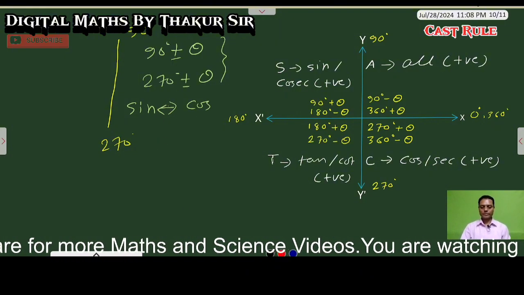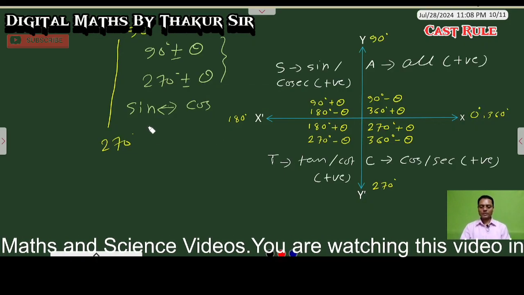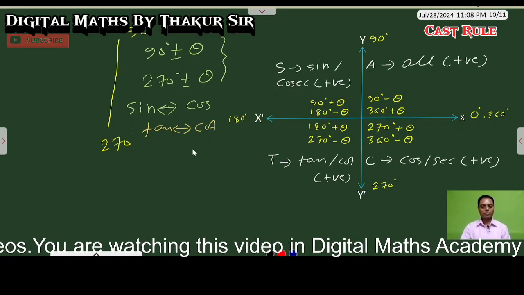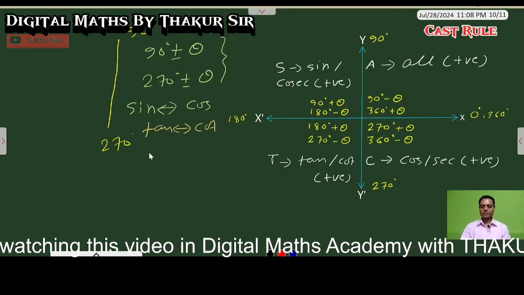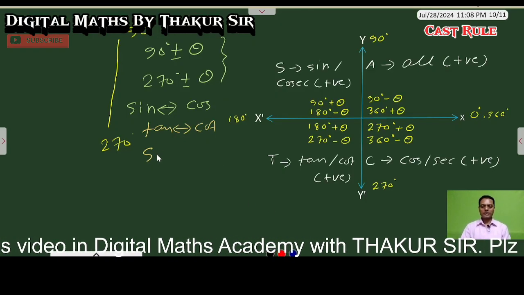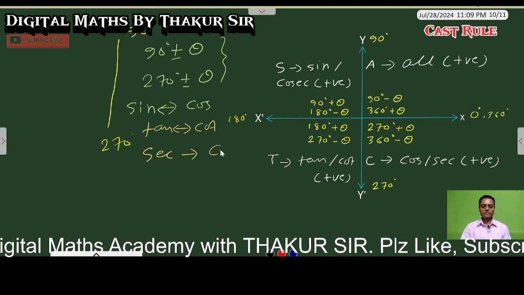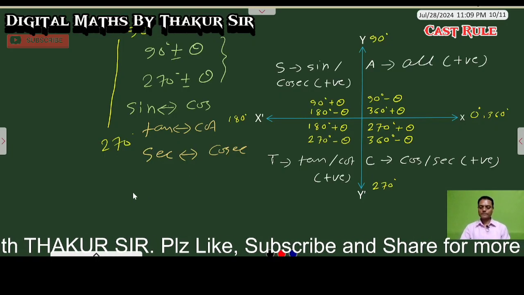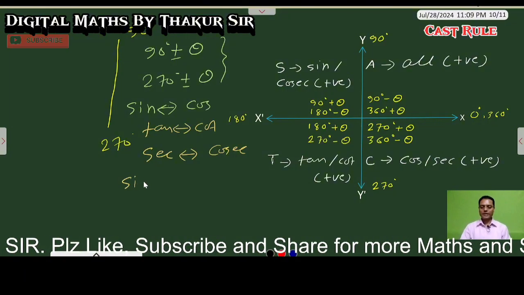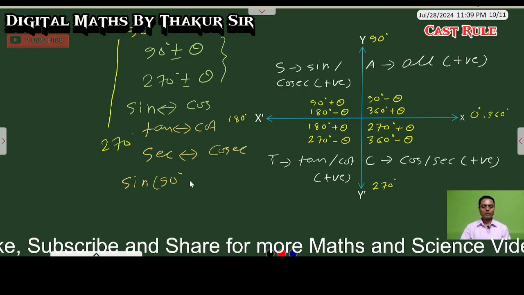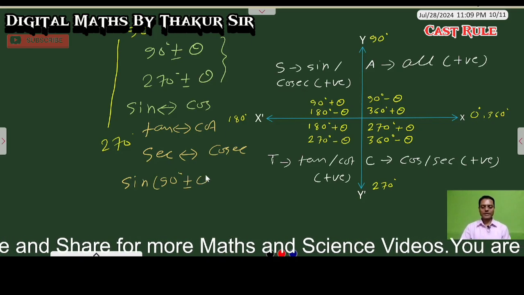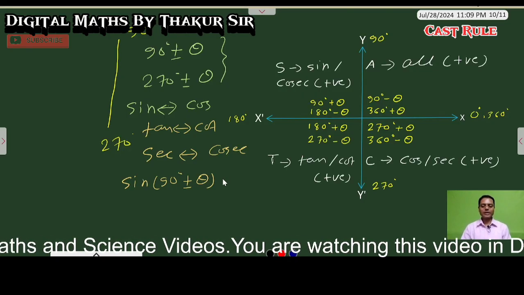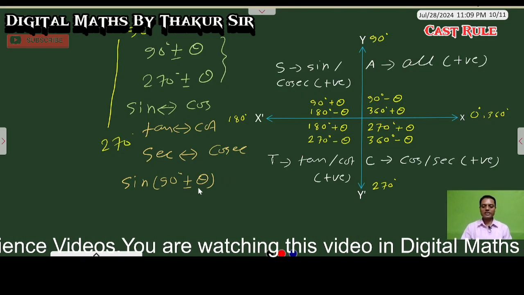Similarly, tan changes to cot and cot changes to tan. Likewise, sec changes to cosec and cosec changes to sec. For example, sine of 90 degree plus or minus theta will change into cos, because there is 90 degree plus or minus theta.